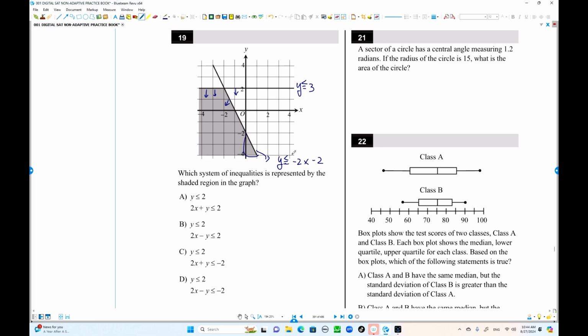Which one is equivalent to this? Y is less than 2, right? That's one. Check out this one. Add 2x to both sides: 2x plus y, that's the standard form of the inequality. 2x plus y less than negative 2. Which one is equal to this? 2x plus y less than negative 2, okay. Option C is the answer.